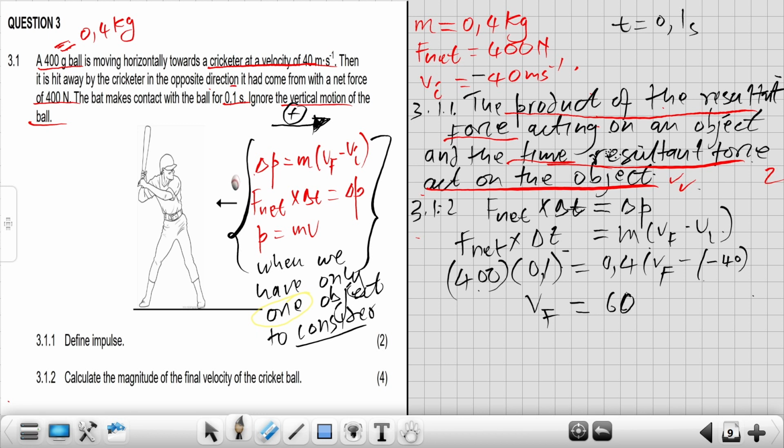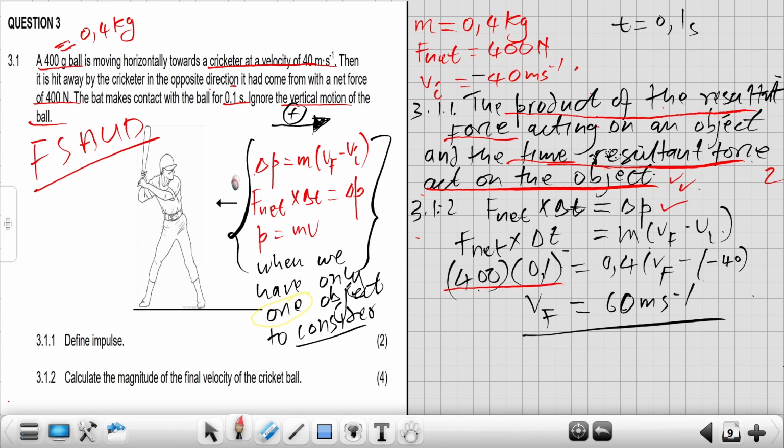60 meters per second. So still applying the principle of F-SORT. Remember, that's how the marks are also allocated. So the first mark will be for the formula. The second mark will be for the substitution. The third mark will be for the substitution. And the final answer will be the correct answer with the SI unit.